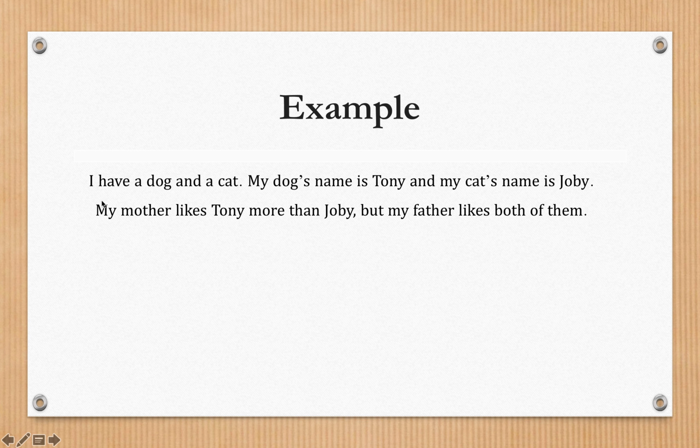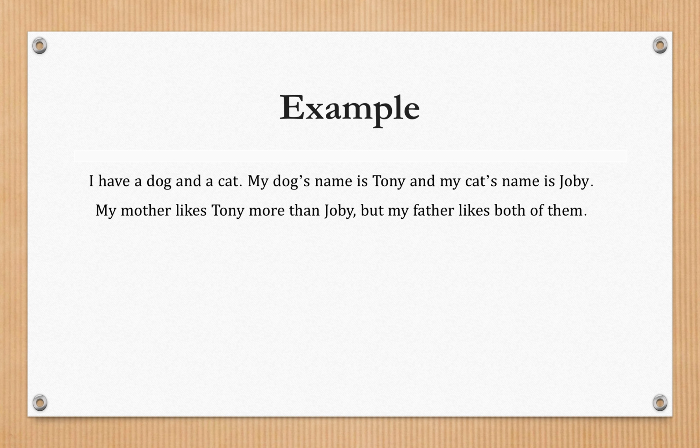For example, I say: I have a dog and a cat. My dog's name is Tony, and my cat's name is Judy. My mother likes Tony more than Judy, but my father likes both of them. Okay, so let's find out the first, the second, and the third person.